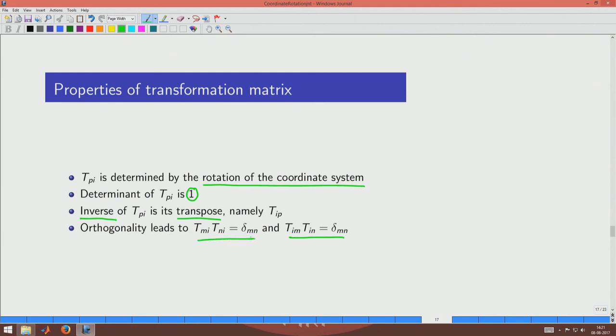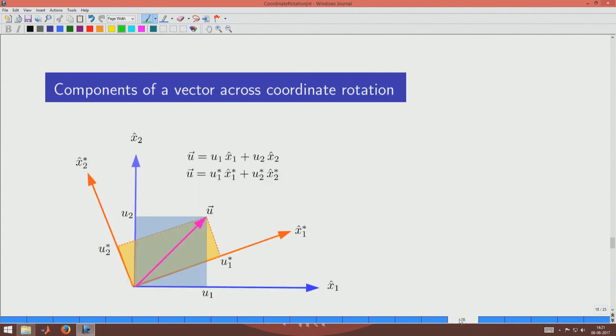Okay, we have come across that already, and orthogonality leads to these two relationships. So, these are the four aspects of the transformation matrix, to summarize what we have done till now. So, now we are going to use these to make some more analysis. So, why did we do all this? The whole idea is as follows. There are certain quantities which we want to represent irrespective of how the coordinate system is laid out.